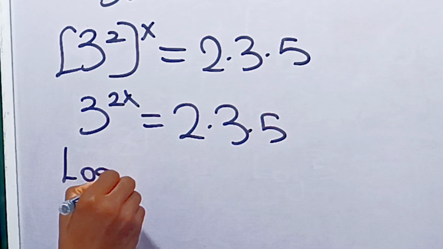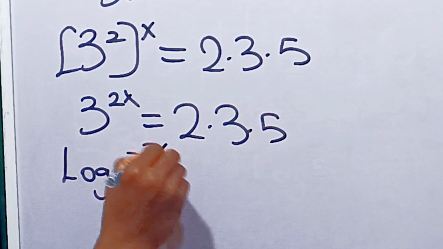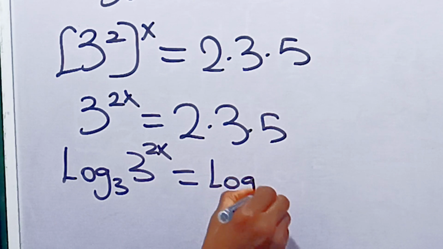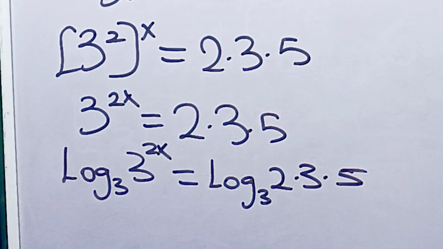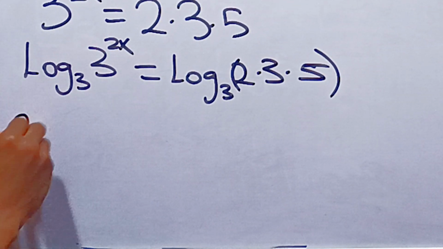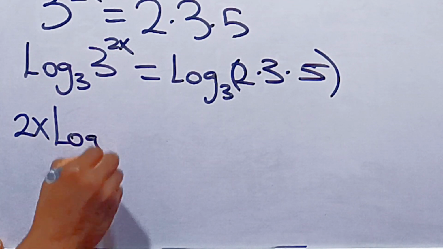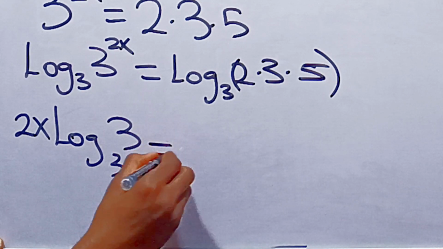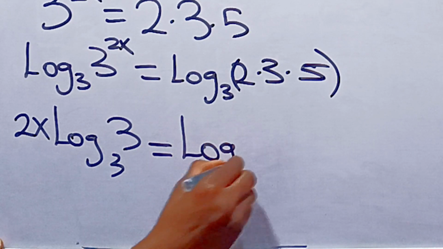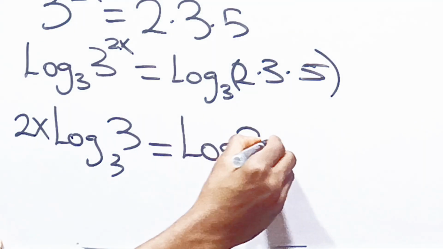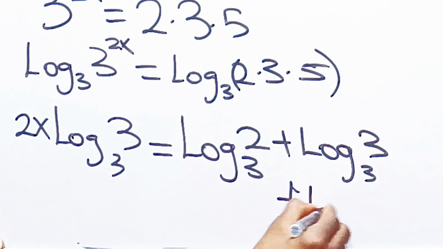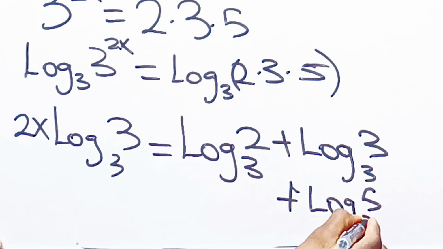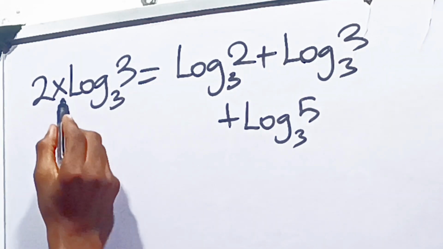So we have logarithm to base 3 of 3 to the power of 2x equal to log to base 3 of 2 multiplied by 3 multiplied by 5. This is inside brackets. Now this is 2x multiplied by logarithm of 3 to base 3, equal to logarithm of 2 to base 3 plus logarithm of 3 to base 3 plus logarithm of 5 to base 3. Logarithm of a number to its own base is 1.